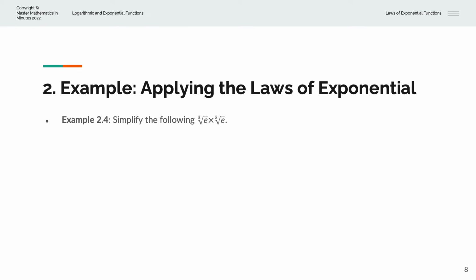And the fourth example is where we're asked to simplify the third root of e times the third root of e. And so we'll apply the fourth law. So according to the fourth law, the third root of e can be rewritten as e to the power of 1 over 3. And we'll copy the same term again. So according to the first law, we should sum the power, and that gives us e to the power of 1 over 3 plus 1 over 3, and that simplifies to e to the power of 2 divided by 3.